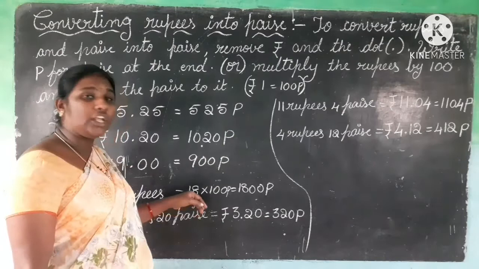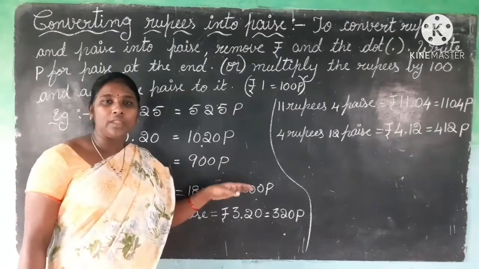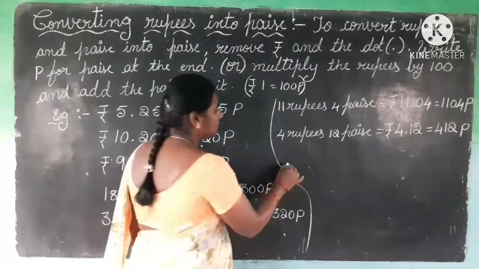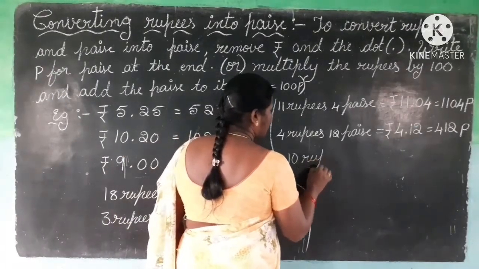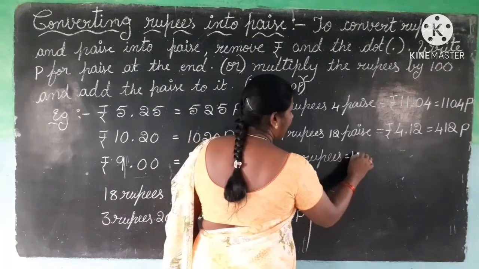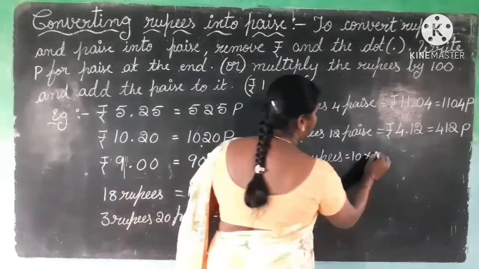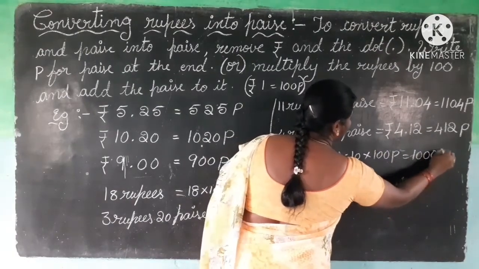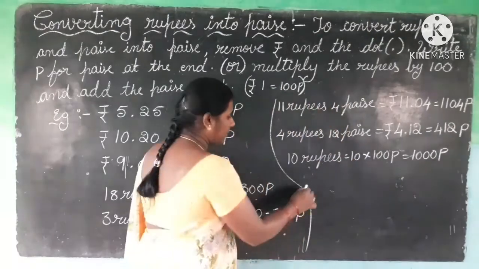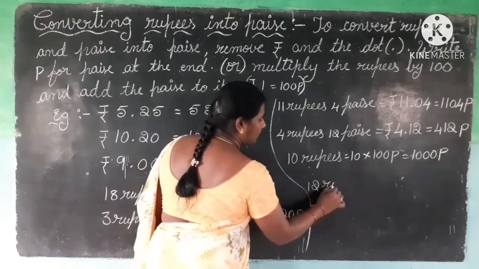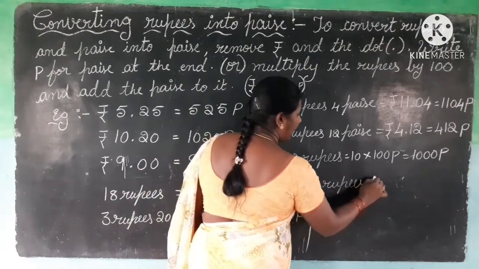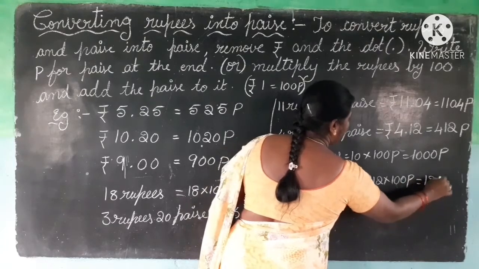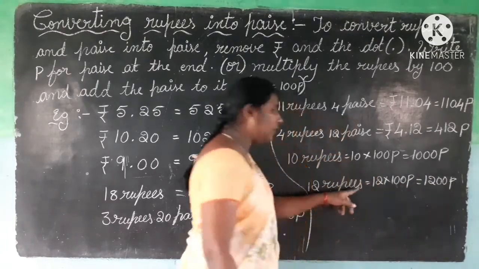When only rupees are given, like 18 rupees, 13 rupees, 10 rupees, multiply with 100. Suppose here 10 rupees. 10 into 1 rupee, how many pies? 100 pies. 10 into 100 pies, 10 hundreds, 1000 pies. Next, 12 rupees. 12 into 1 rupee, 100 pies. 12 into 100 pies, 1200 pies. When they give rupees, we can do this one.